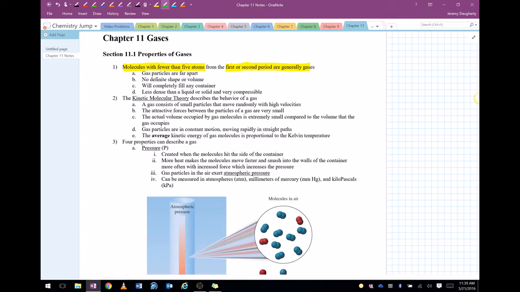So they're always spread far apart. They have no definite shape or volume. You're used to that from middle school. They will completely fill any container. So if I have a gas in this sealed container and then pump it into this other container and seal it, let's say this is 1 liter and this is 5 liters, the gas starts out occupying 1 liter of space and ends up occupying 5 liters of space. So it'll always fill the container, luckily. They're typically less dense than a solid or a liquid, and they are very compressible.